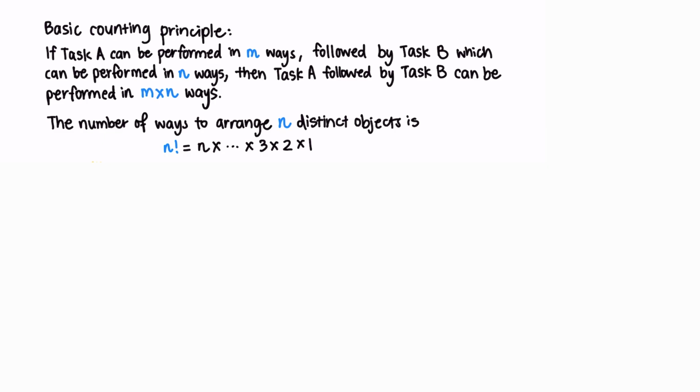If task A can be performed in m ways, followed by task B that can be performed in n ways, then task A followed by task B can then be performed in m times n ways.